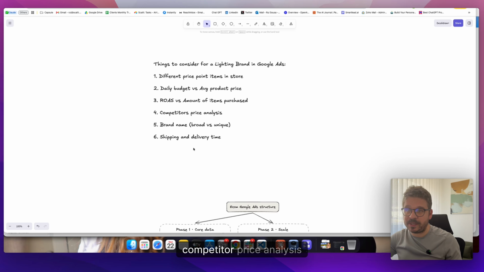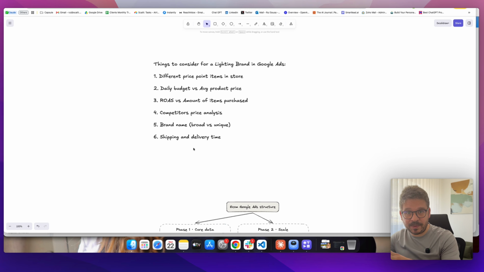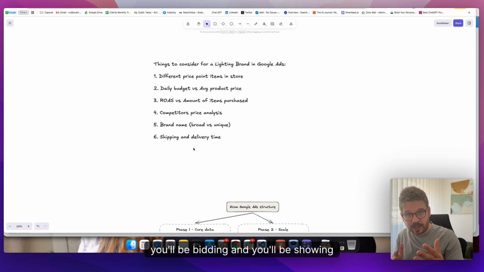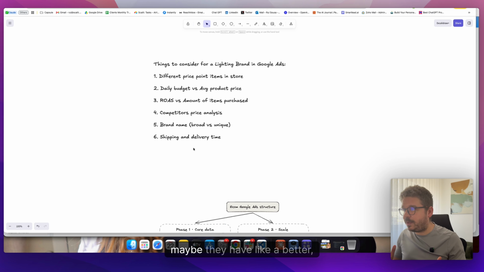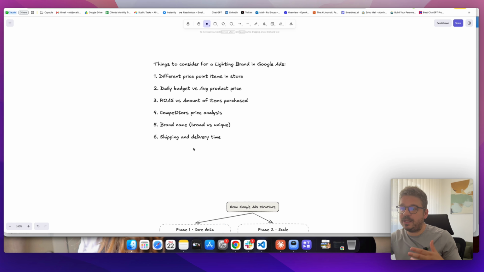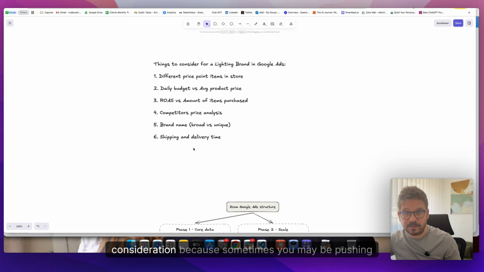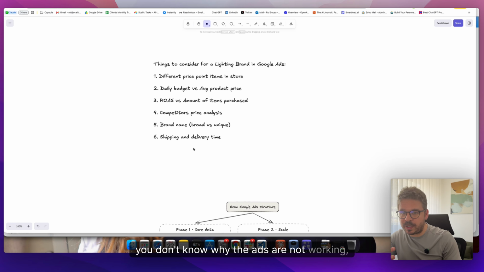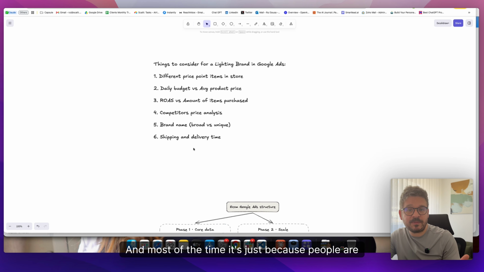The fourth thing is, of course, competitor price analysis on Google, and again, catalog feed and shopping ads are really good for lighting companies and brands. But you need to keep in consideration that you'll be bidding and showing with your competitors, right? So if your competitors have similar products but they are cheaper, maybe they have a better shipping rate, or they actually include the shipping price in the product, that is something you have to consider, because sometimes you may be pushing a product and you don't know why the ads are not working, why the budget is not working, why the bidding is not working, and most of the time it's just because people are smarter.